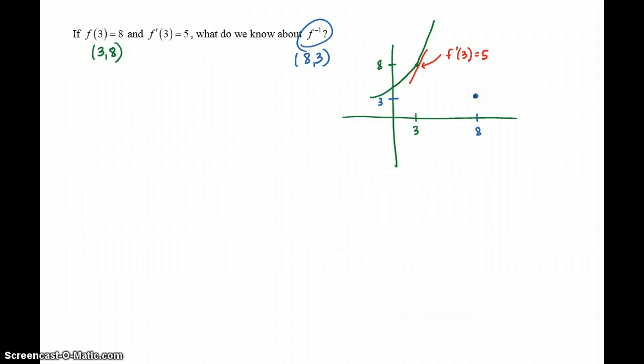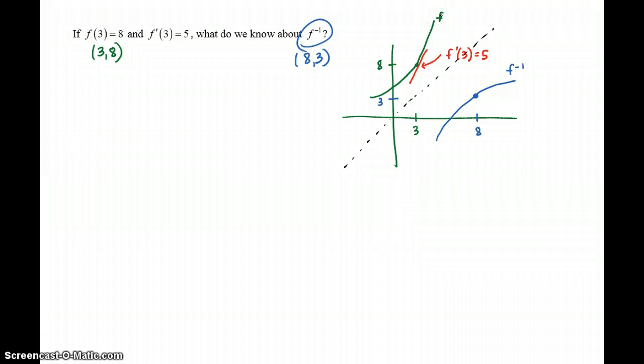Okay. And I do have symmetry about the line y equals x. And so I do have some sort of curve then for my inverse of f that looks like this, kind of mirrors my original function. And let me label those for us.